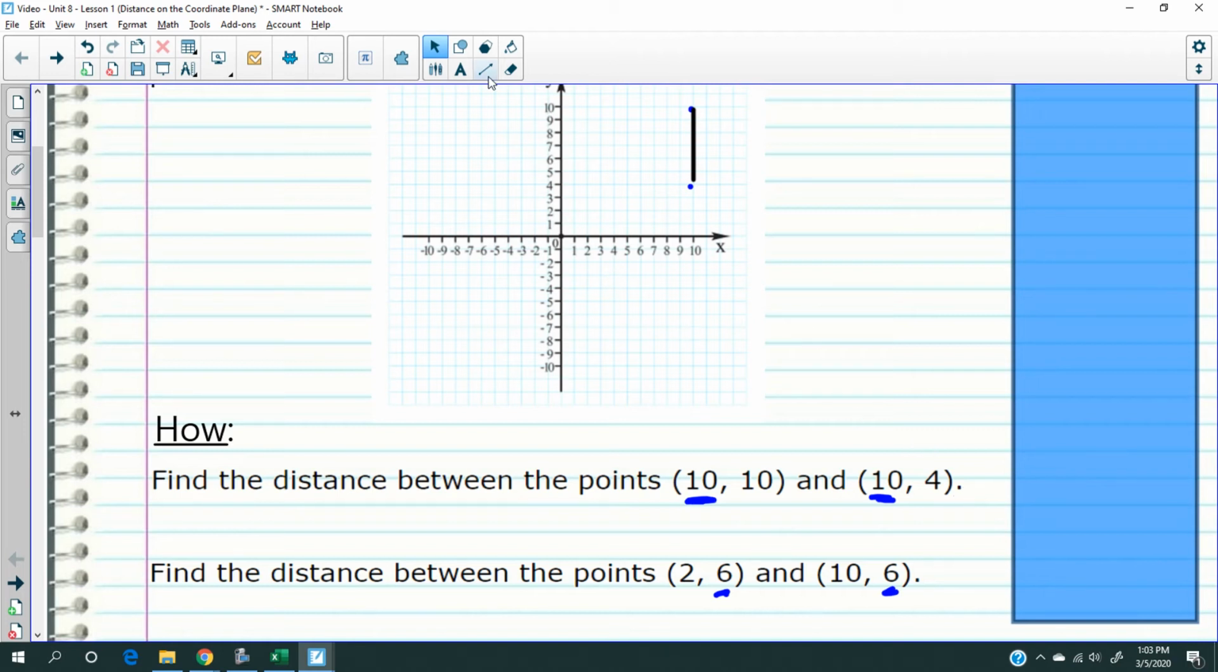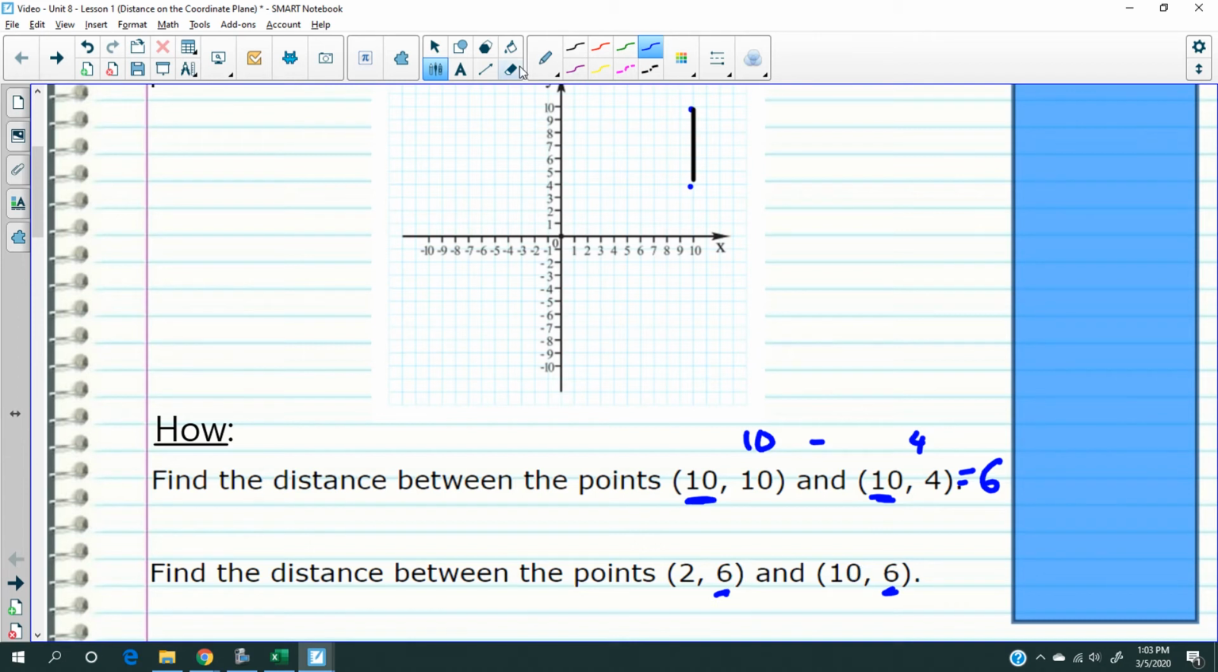So let me ask you this then. Knowing that, how do the 10 and 4 become 6? Yeah, you subtract them. So 10 minus the 4 here becomes 6.